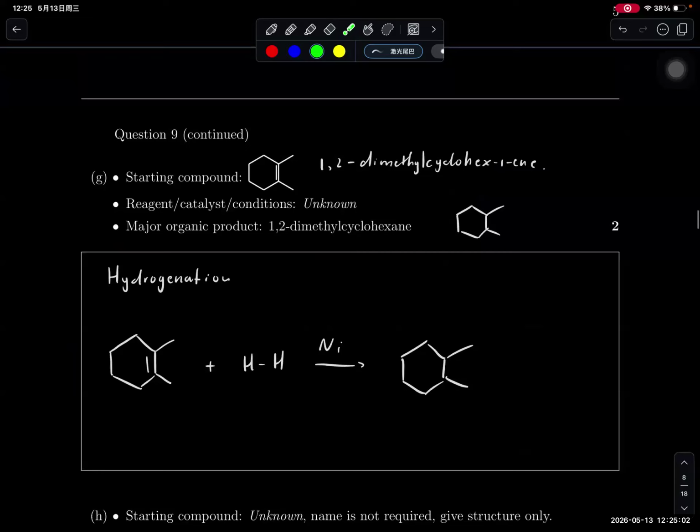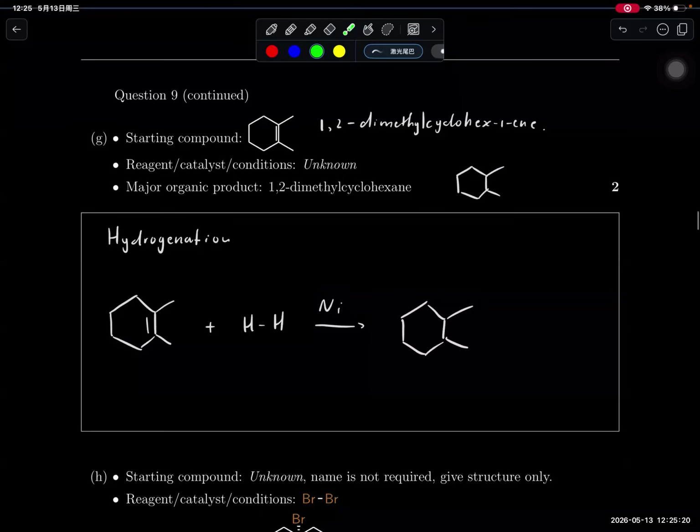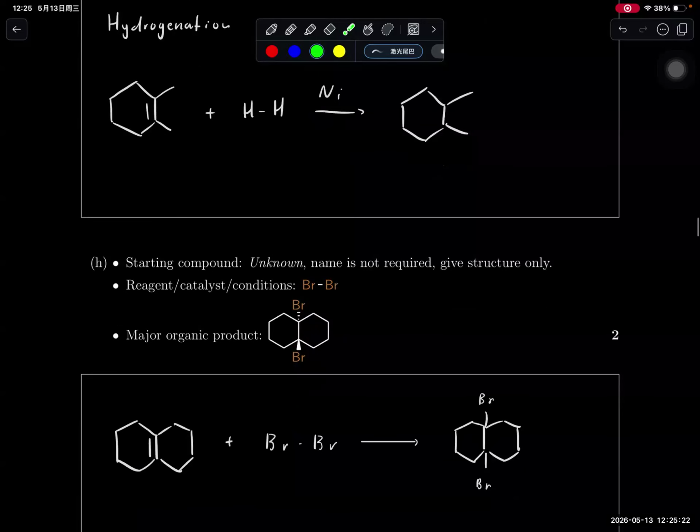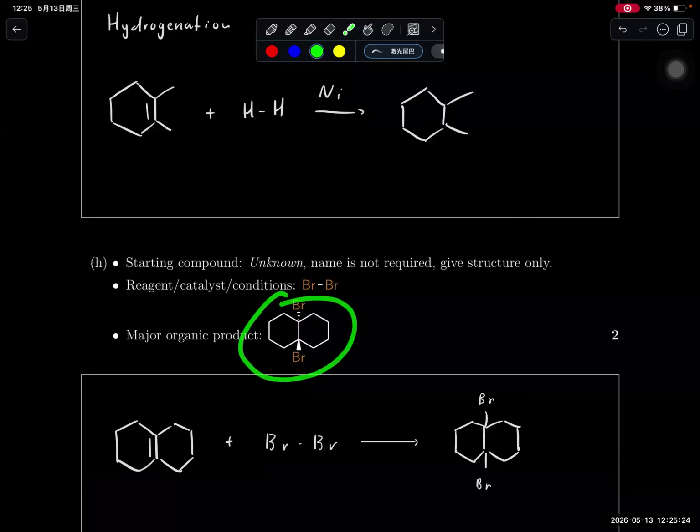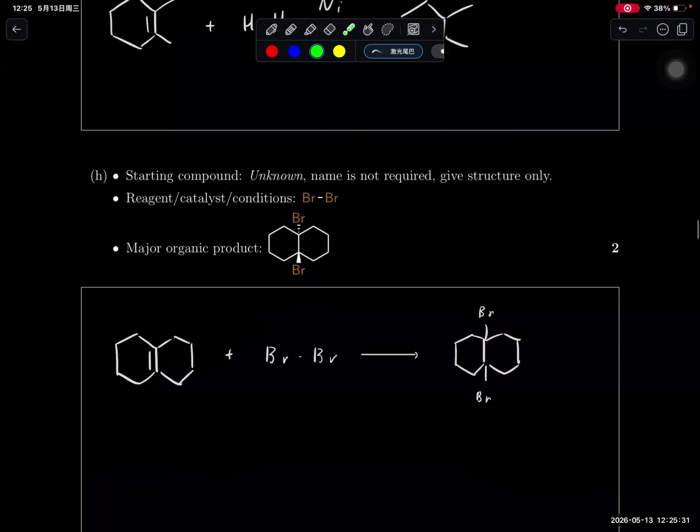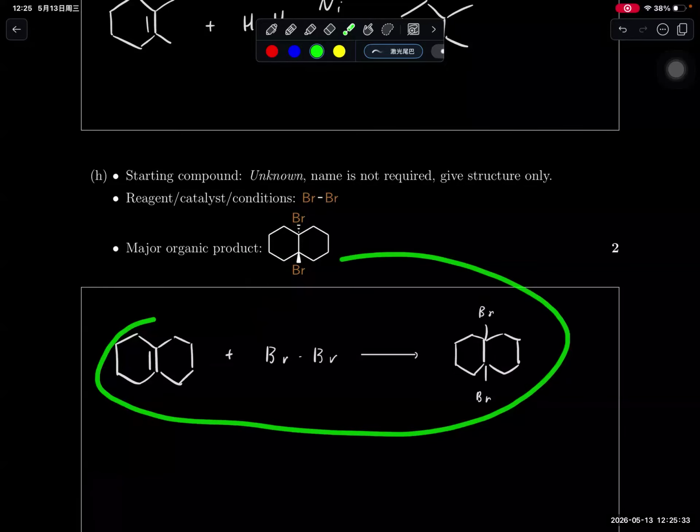So the next part is this thing, and we've got that as the final product. We only have the double bond broken, so this is clearly a hydrogenation reaction. And I choose nickel as my catalyst. You could also do platinum on carbon, that's fine. So B, obviously we've got halogenation, so we need a double bond in between those 2 carbons. So yeah, there it is.